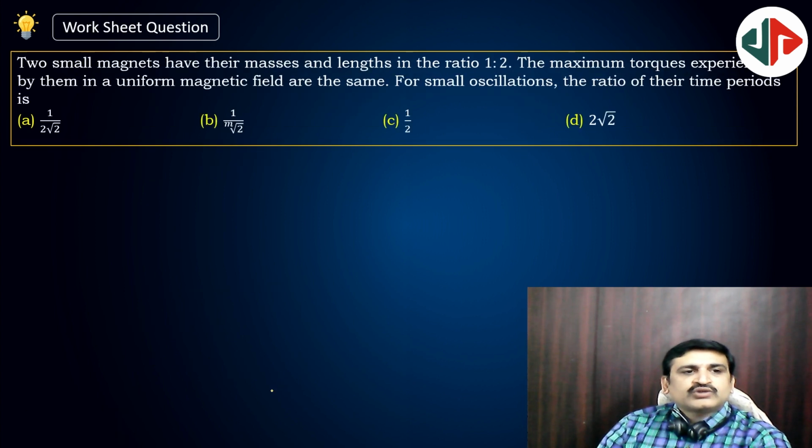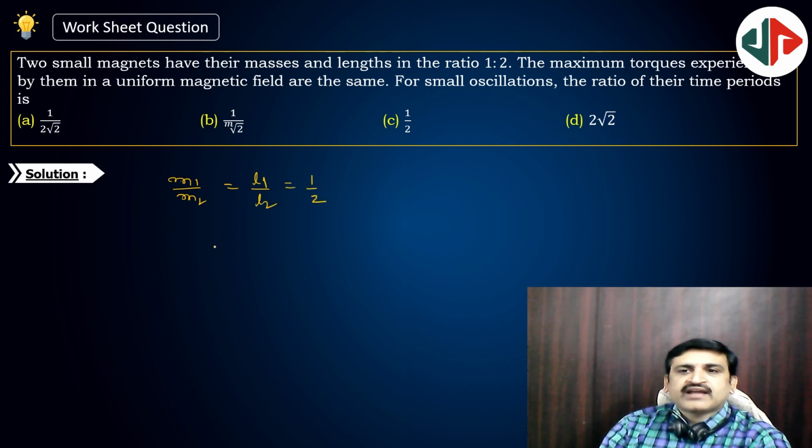0.6 G. Two small magnets have their masses and lengths in the ratio m1 by m2 is equal to L1 by L2 is equal to 1 by 2. The maximum torque experienced by them in a uniform magnetic field are same, tau 1 equal to tau 2. For small oscillations, the ratio of their time periods, T1 by T2, is equal to how much?